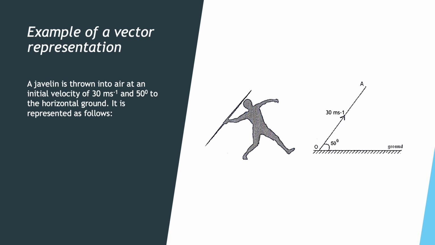For that we have to take proper measurement. For that in scale we have to make 1 centimeter is 5 meter per second. So we have to draw 6 centimeter. That means 6 into 5 meter per second, that is 30 meter per second. This way we can represent a vector.